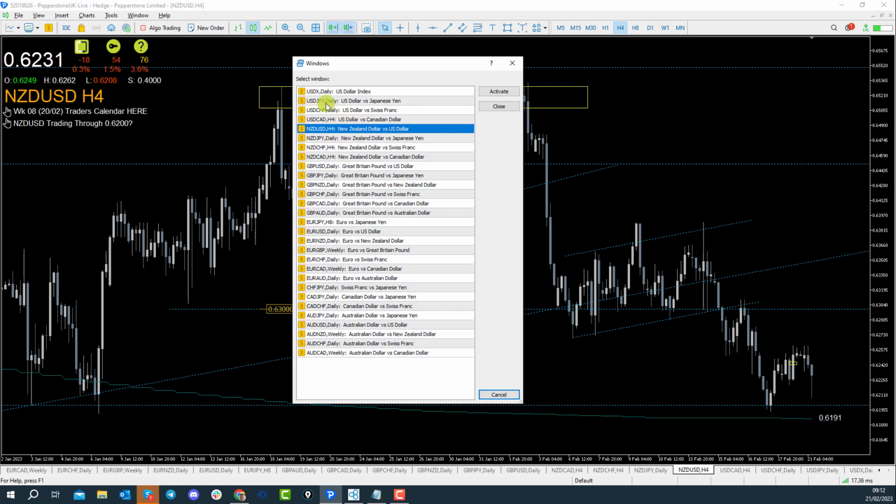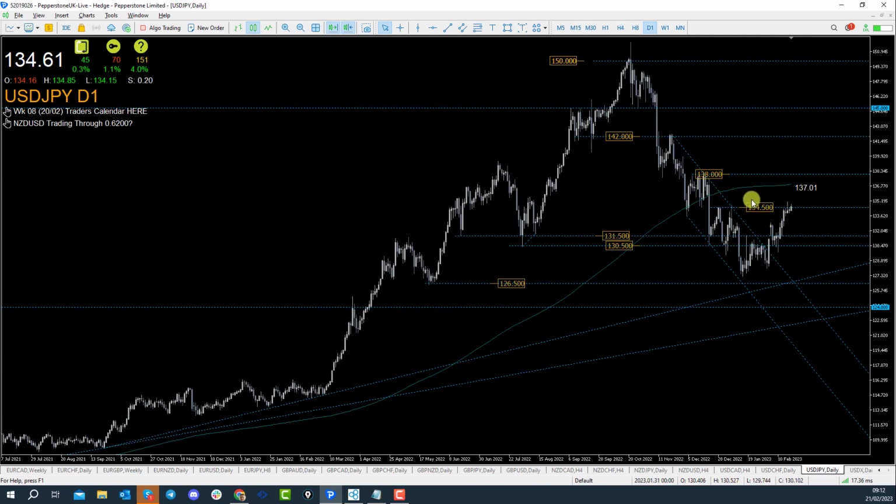But I like dollar yen. I think that if we do get that breakout above the 134.50, that would really influence buyers to get back into the market and trade up to the next areas of resistance. So keep your eye on that market. We do have some big news coming up. We've got FOMC meeting minutes this week, so do be aware of that.